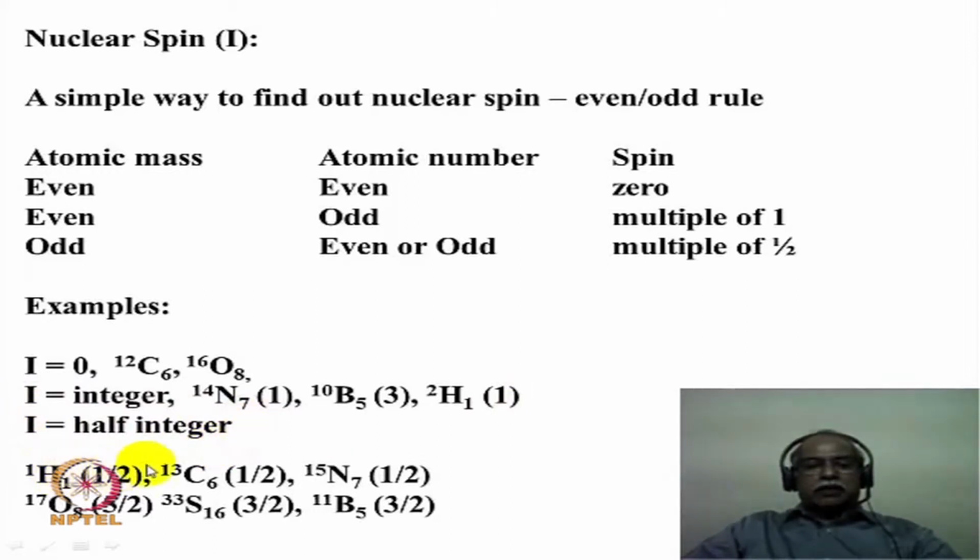Proton has a spin half. Carbon 13, although it is a low abundant isotope of carbon, has a spin half. Nitrogen 15 has a spin half. Oxygen 17 has a spin of 5 by 2. Boron 11, for example, has a spin of 3 by 2. So this is a very simple methodology to find out the spin of a nucleus based on the odd-even rule of the atomic mass and atomic number.